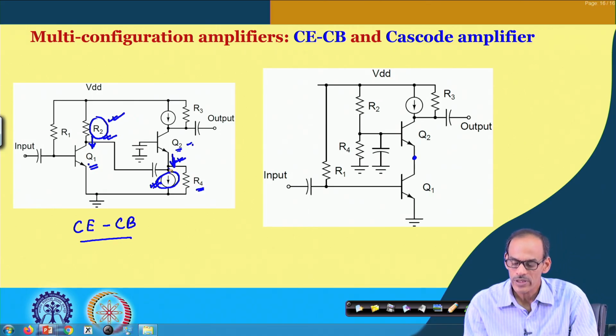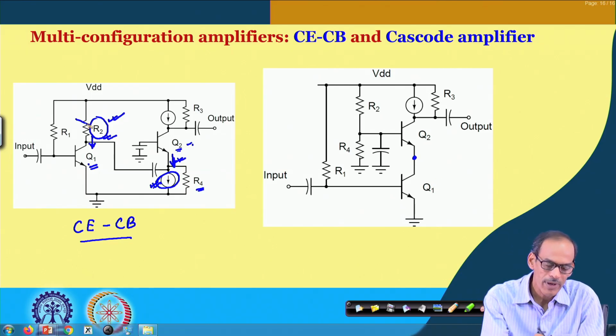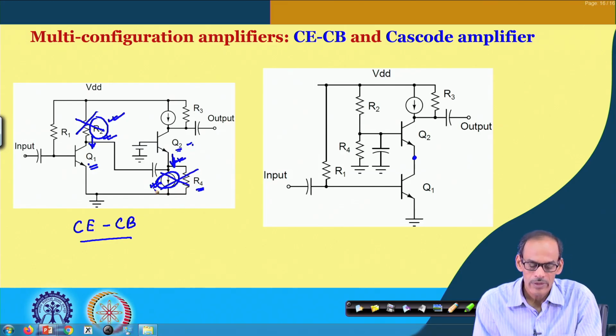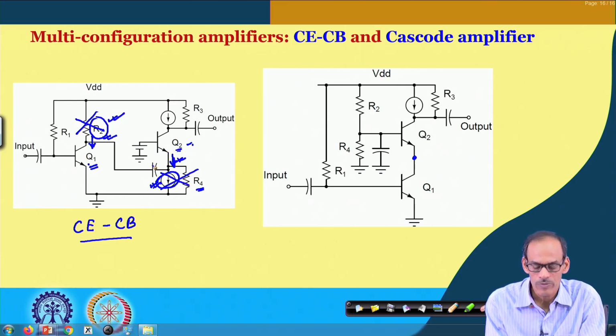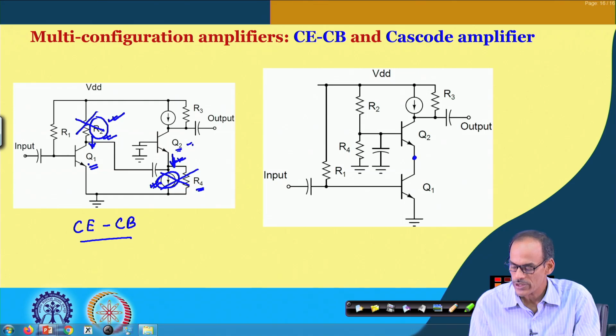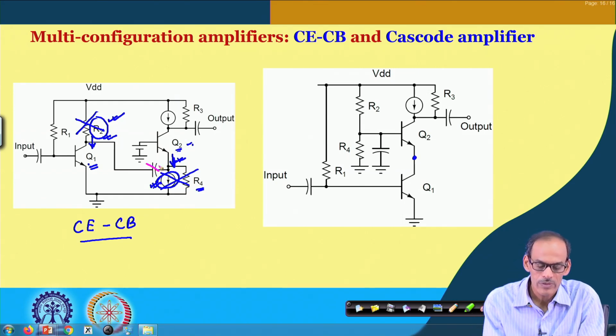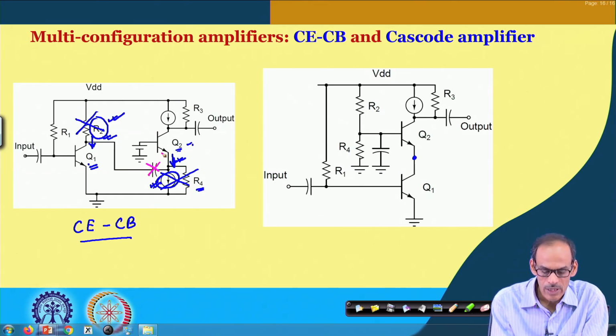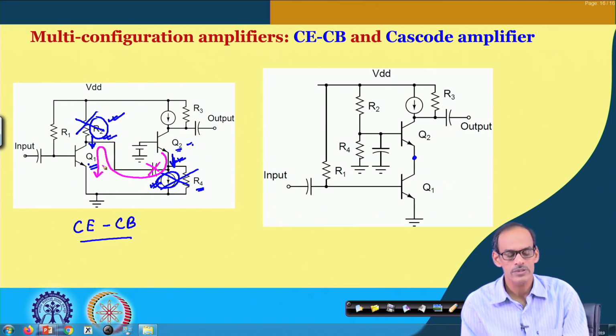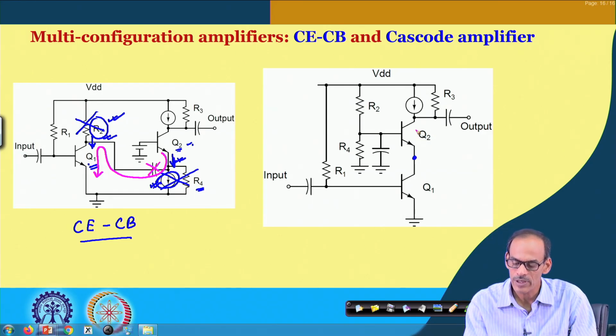So, what we are doing here is, if we remove this part, and remove this part, and then also remove the DC blocking capacitor, then the emitter current of Q2 can enter into Q1, and that may support the bias requirement of Q1, and that is exactly what is happening here.